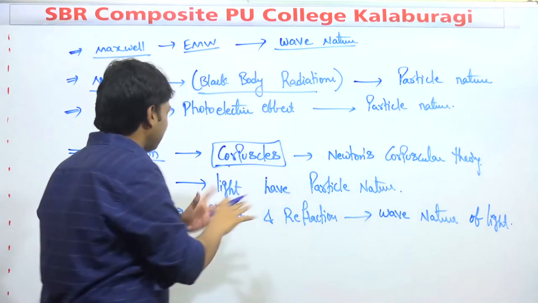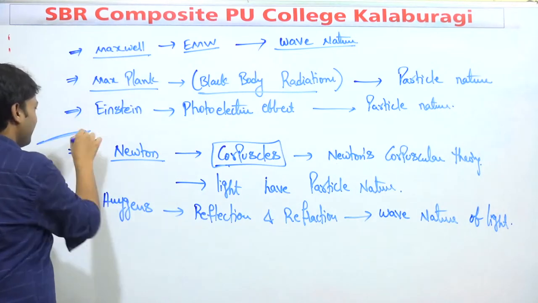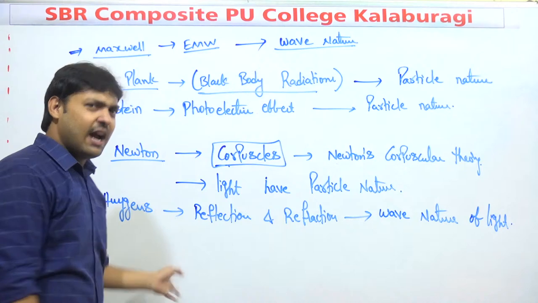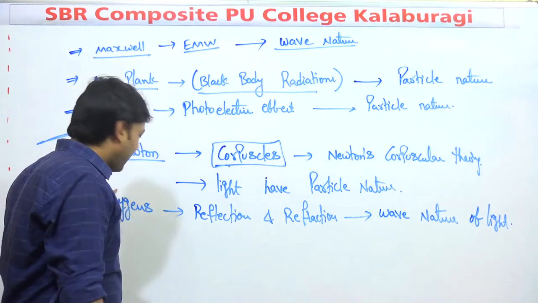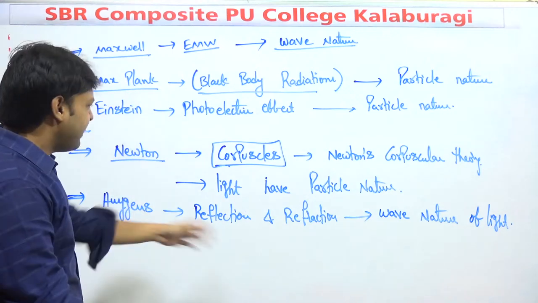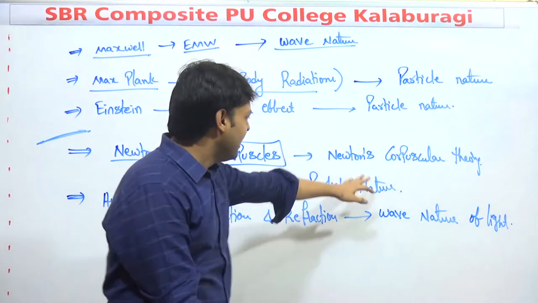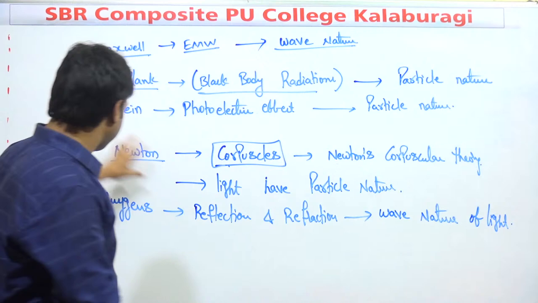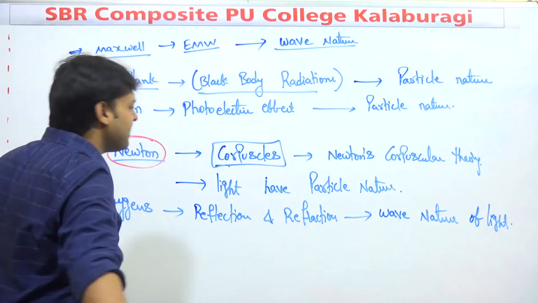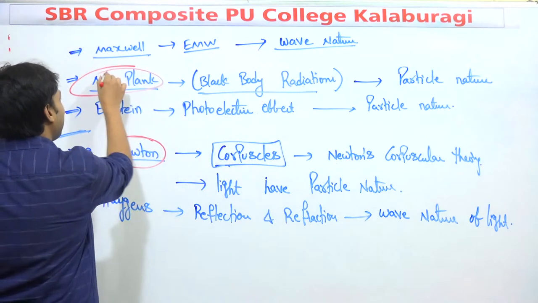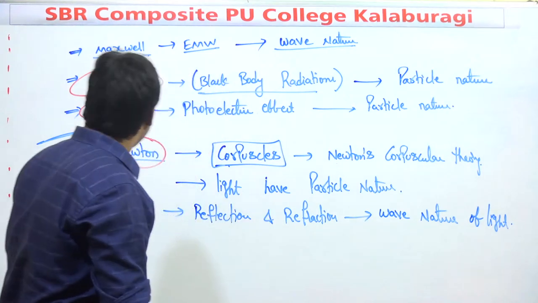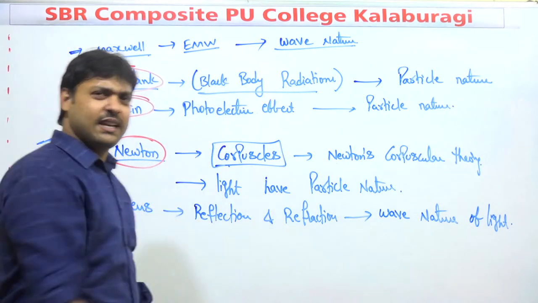Now, like this, many more scientists are there. So we'll restrict our discussion only to these scientists and we'll stage a debate. Newton, Huygens, Maxwell, Max Planck and Einstein. They are divided into two groups and are discussing. Who is supporting particle nature? Newton, as well as Max Planck and Einstein. Three members said that. Next, Huygens and Maxwell. Two members said this, and they are fighting.